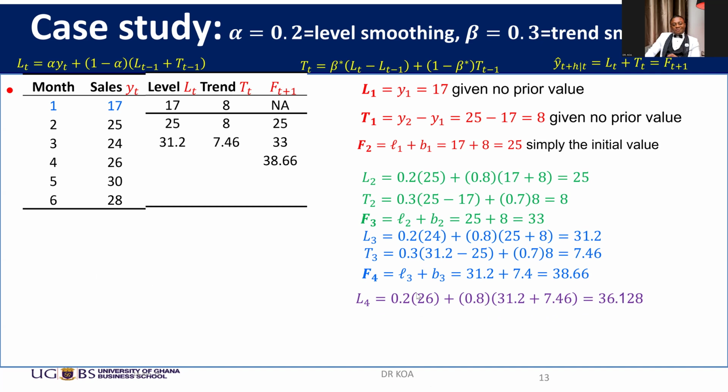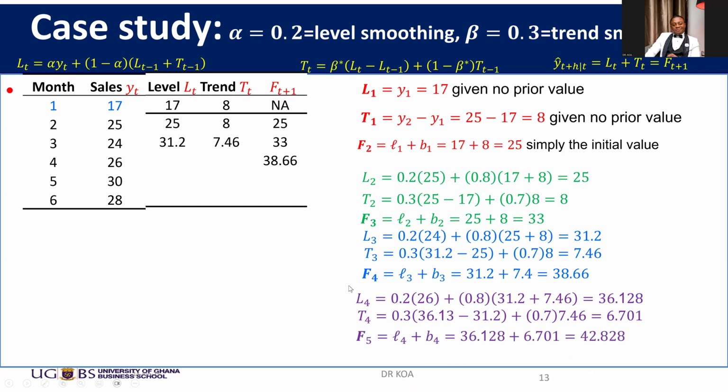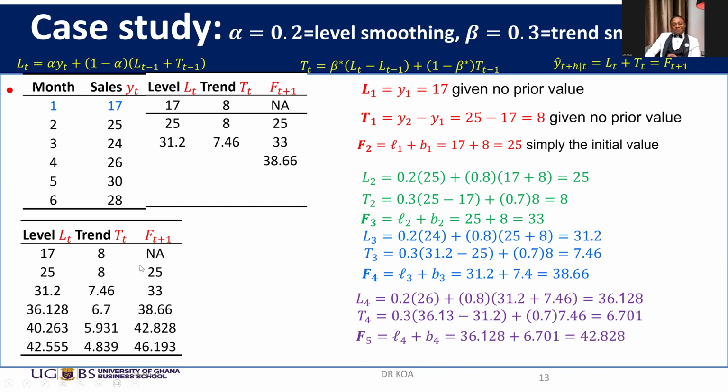Let me just remind you of something. Remember this data we have been using. This will give you the T4, and then you can use that to predict for T5. So you can see that now we've been able to use it to predict the forecast for every period, except for period 1, which we didn't have previous information for, and so we couldn't do the forecast.